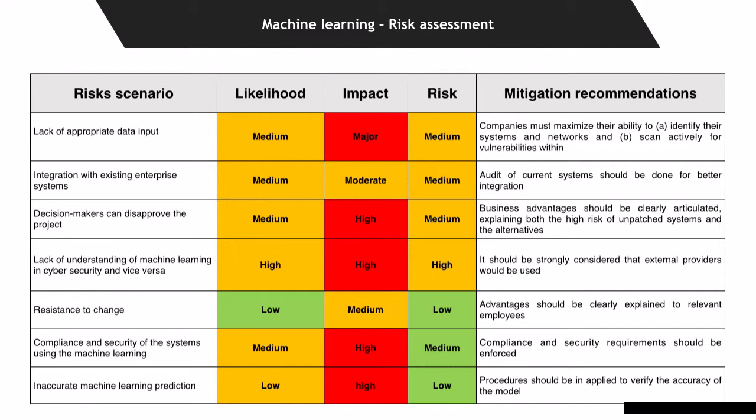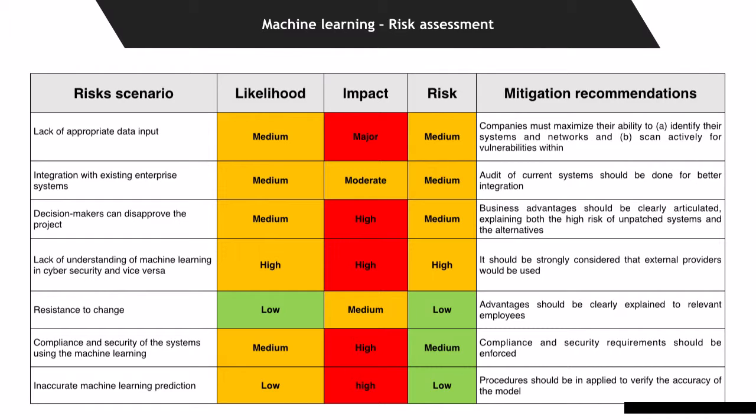So lastly, we believe we would be bereft of our duties if we didn't show you the possible risks that could go wrong with machine learning. So drawing your attention to the first risk scenario, lack of appropriate data input, we've labeled this as a major impact on all organizations using ML. Our mitigation measures are thus. Companies must maximize their ability to identify their systems and networks and scan actively for vulnerabilities within them.